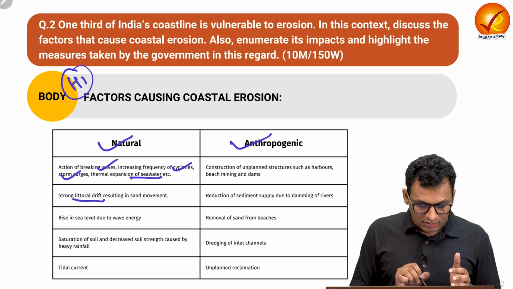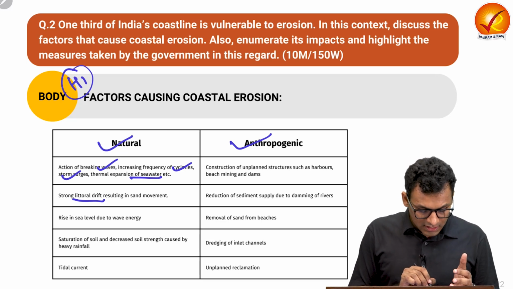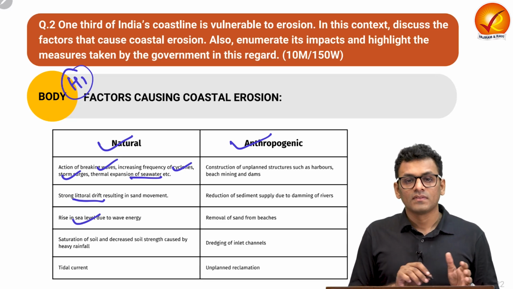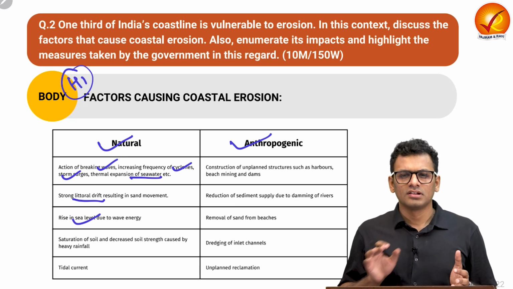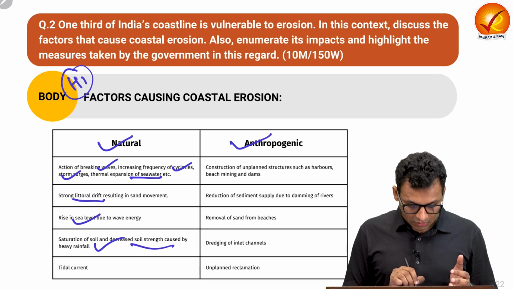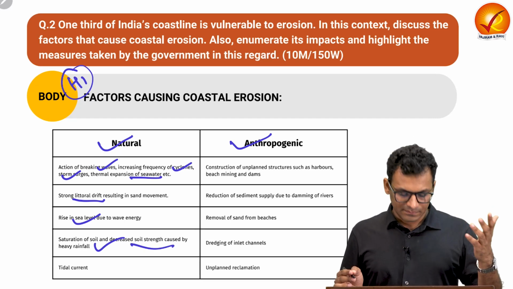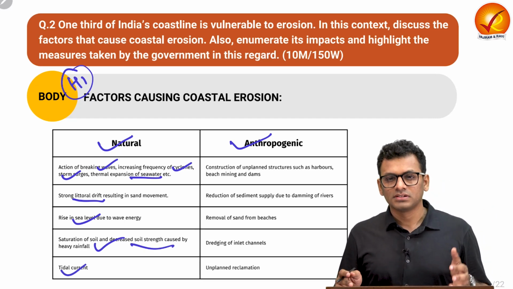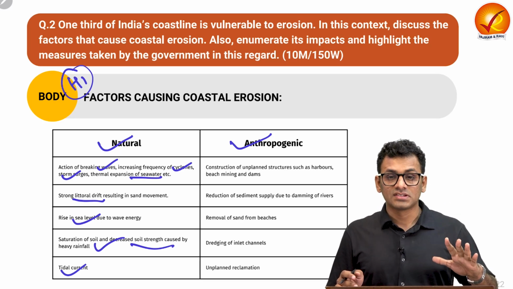We also have littoral drift resulting in sand movement. We also have sea level rise, which again impacts the coastal region through wave energy. Then saturation of soil and decreased soil strength due to heavy precipitation. And lastly, you can talk about the tidal current. This is with respect to the natural factors.